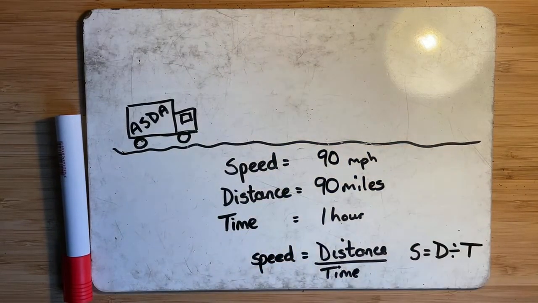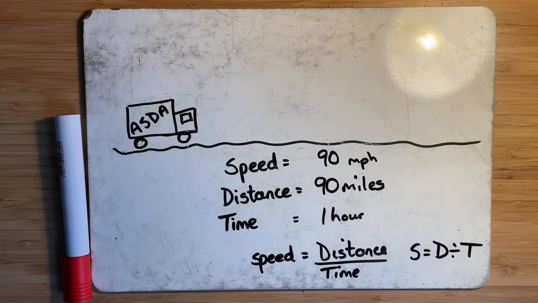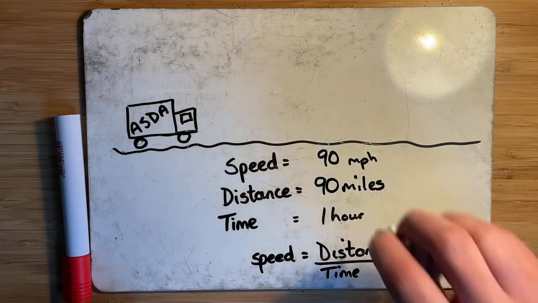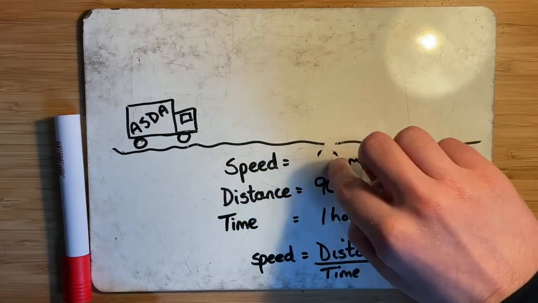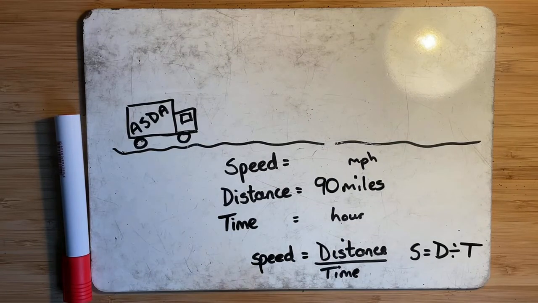Now that's a very simple example because I don't know about you, but I can't imagine a little Asda truck doing 90 miles per hour all the way up to Dundee and not getting in trouble with the police. I find that hard to believe actually, so that's probably very unlikely. So let's just change the numbers we're using and let's make it a bit more realistic.